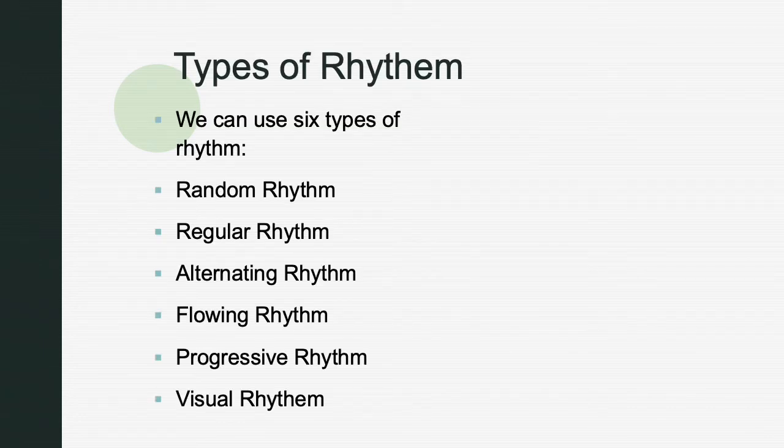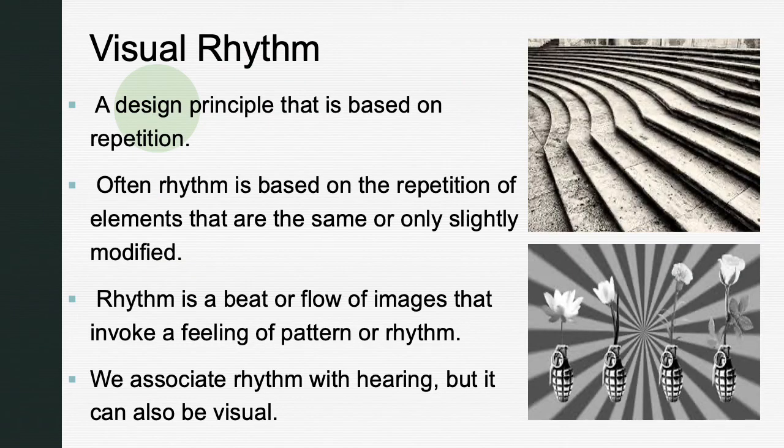Types of rhythm. There are many types of rhythm. Some important types are random rhythm, regular rhythm, alternating rhythm, flowing rhythm, progressive rhythm, visual rhythm. Now, first of all, what is visual rhythm? A design principle that is based on repetition. On the right side, you can see the image, how beautiful it is, and how it is rhythmically repeated.